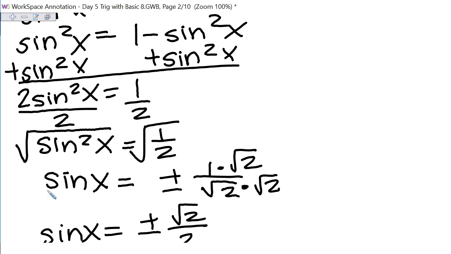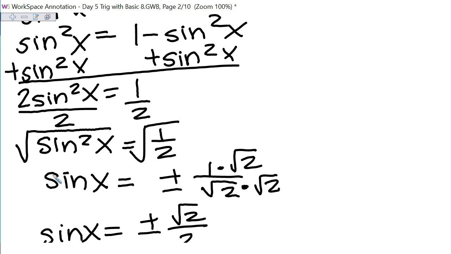How many answers will we have? 4. All 4 quadrants, because sine is positive in quadrants 1 and 2. Sine is negative in quadrants 3 and 4. So we'll have 4 solutions. So what would be the solution in quadrant 1?